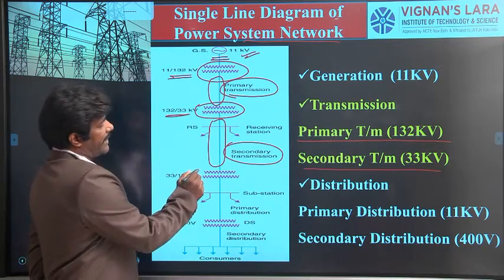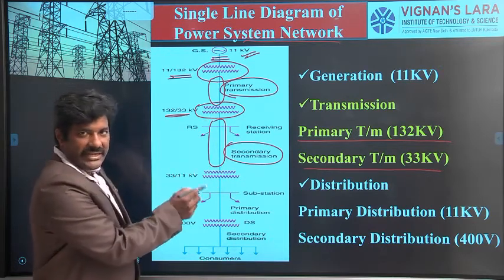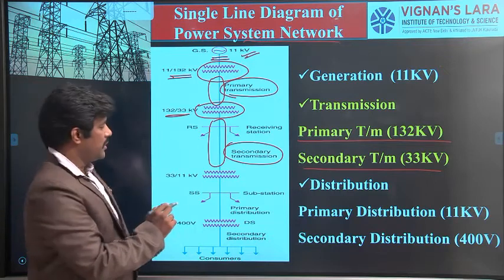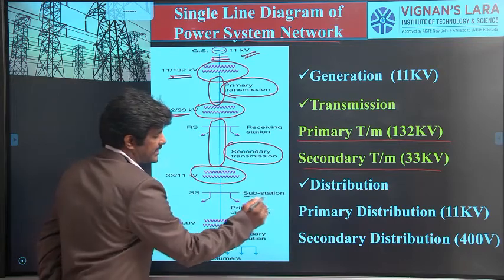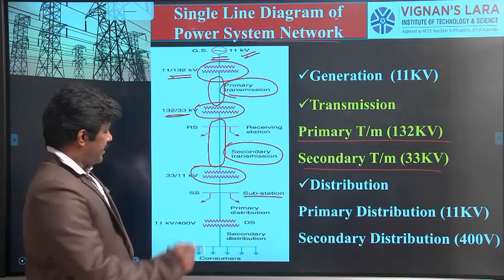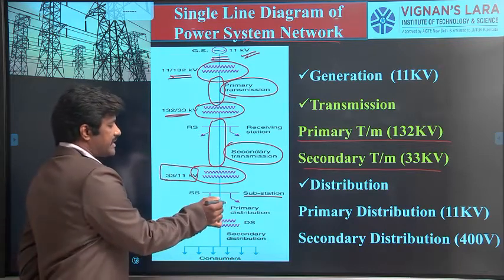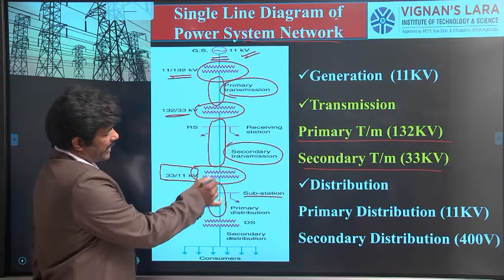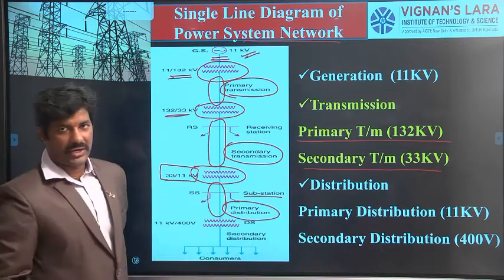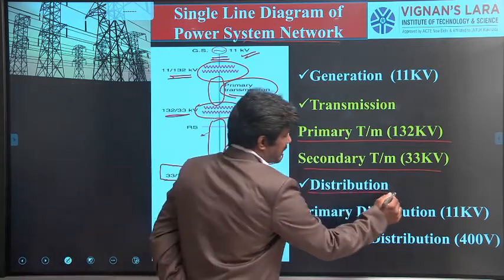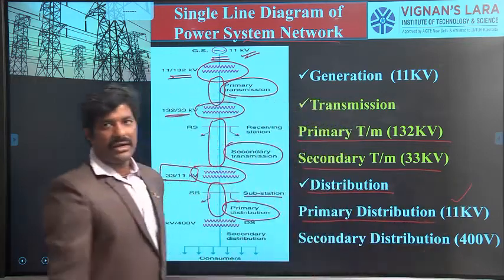And later, whenever the transmission lines reach nearer to the cities or outskirts of the towns, there we will use again a step down transformer in the substations. Yes, in the substations, this 33 kV is stepped down to 11 kV. So the line which is operating with a voltage of 11 kV is called primary distribution, as I told you in the layout diagram. So this is the distribution part where the primary distribution happens at a comparatively larger voltage called 11 kV.